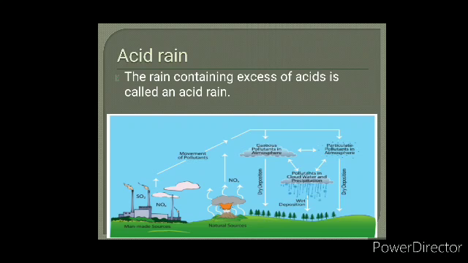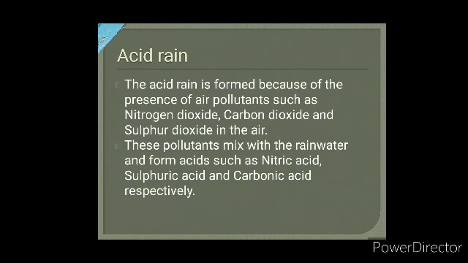You can see from the figure how these industries emit sulfur dioxide, nitrogen dioxide, and other natural sources like nitrogen dioxide also released, and how they mix with the cloud and rain. As already discussed, this pollutant mixed with rainwater forms acids such as nitric acid, sulfuric acid and carbonic acid, which forms acid rain.